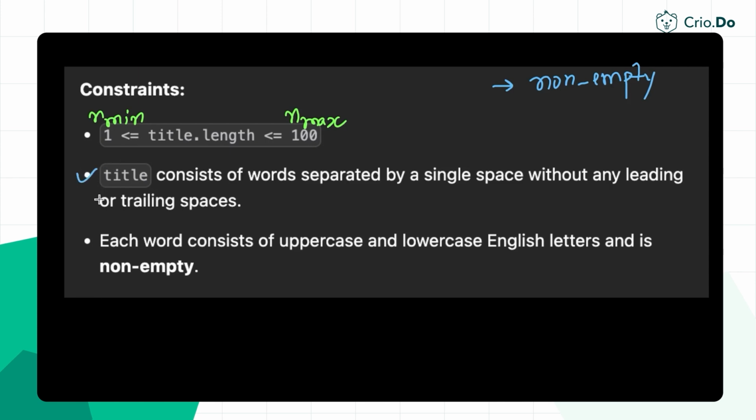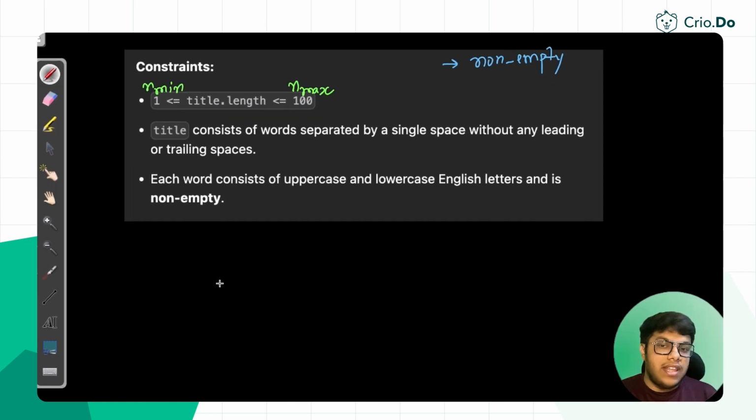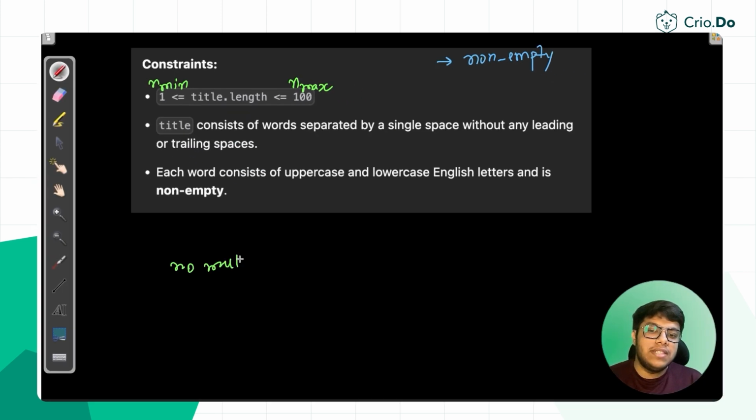Second constraint: the title consists of words separated by a single space only, without any leading or trailing spaces. So again, a very important point. There are no multiple spaces, no leading spaces, no trailing spaces. No leading space, no multiple spaces, no trailing space.